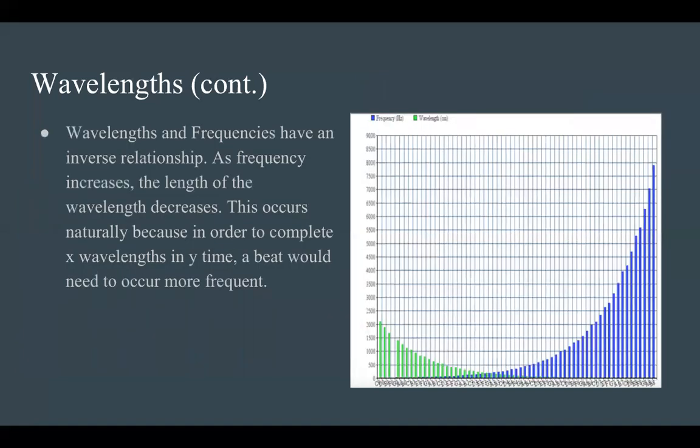Wavelengths and frequencies have an inverse relationship. As frequency increases, the length of the wavelength decreases. This occurs naturally because in order to complete X wavelengths in Y time, the beat would need to occur more frequently. I made this graph, a visual representation between frequency, which is represented in blue, and wavelength in centimeters, represented in green. As frequency grows, our wavelength will decrease.